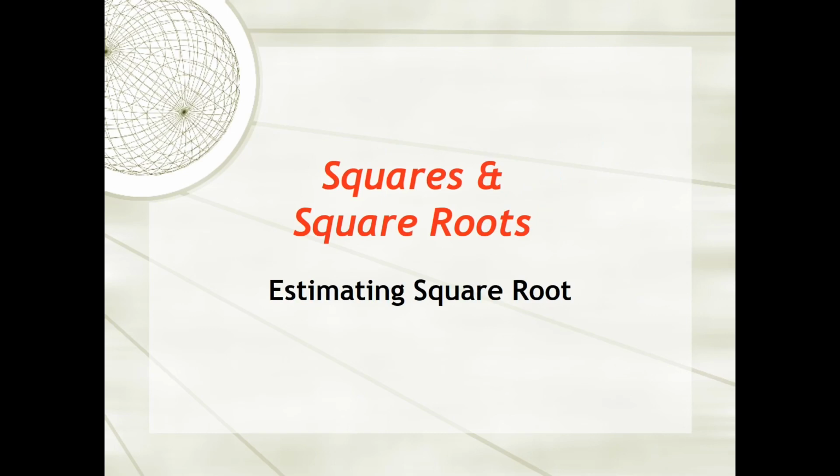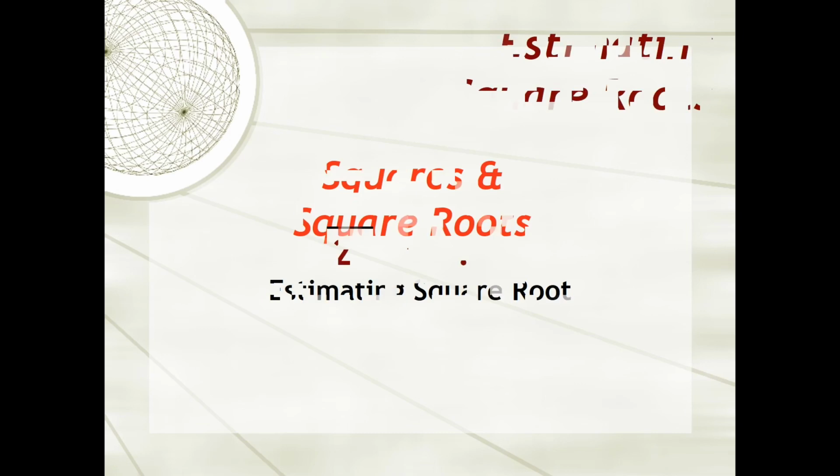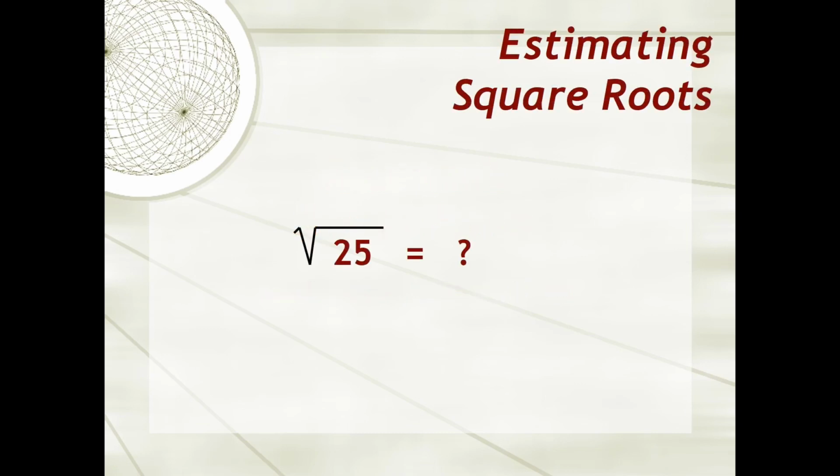So now, we've talked about how to find the roots of perfect squares, which is just as simple as saying take a number and multiply it by itself only. But what if they were not perfect? Well, first we're going to start with a couple of perfect ones. In this case, we're asking for the square root of 25.